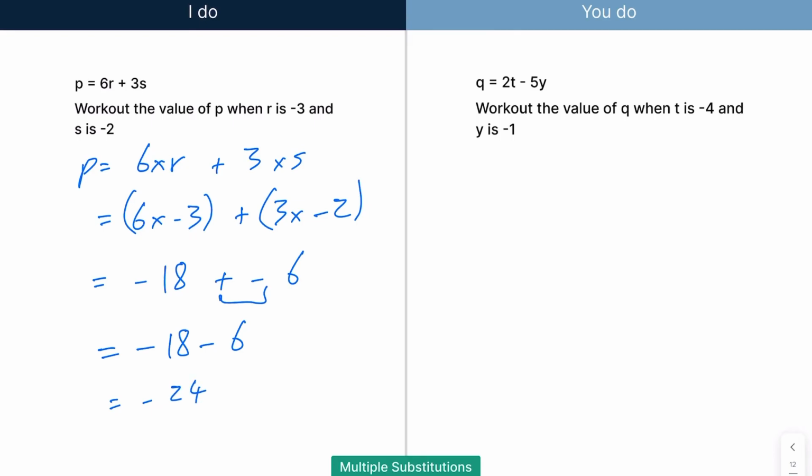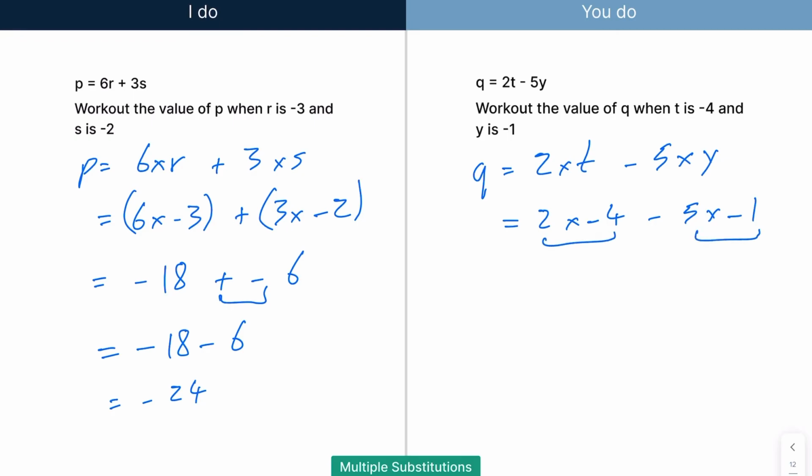So looking at the right, hopefully you've pressed pause and had a go at this. So we have 2 times t minus 5 times y. Now I just substitute the values in. So what is t? Minus 4. What is y? Minus 1. And now I do the multiplication first. So I can do that.